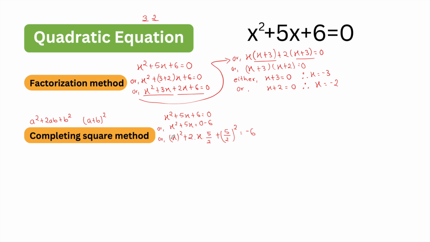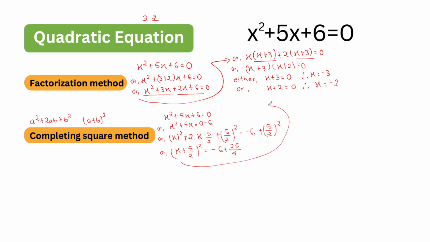Here x square is x square, and 2 times x times 5 by 2 gives 5x. However, we have added (5 by 2) square on the left hand side of this equation, so we will add (5 by 2) whole square on the right hand side as well. So a square plus 2ab plus b square, that is (x plus 5 by 2) whole square, is equal to minus 6 plus 25 upon 4, since 5 square is 25 and 2 square is 4.